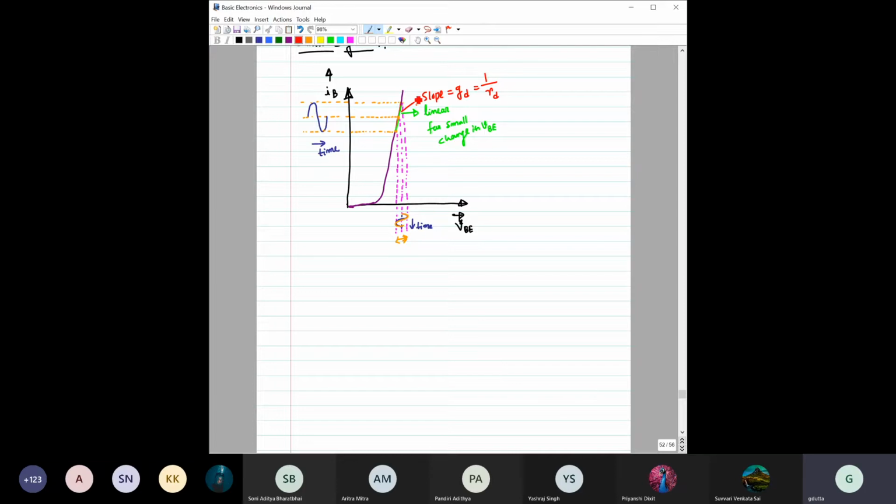Right. So now, consider the slope of this region. If this is a straight line, then it should also have a slope. So what is the slope? The slope will be equal to this 1 by RD only. For the time being, just forget about this one. So what is the slope? The slope is nothing but 1 by RD.